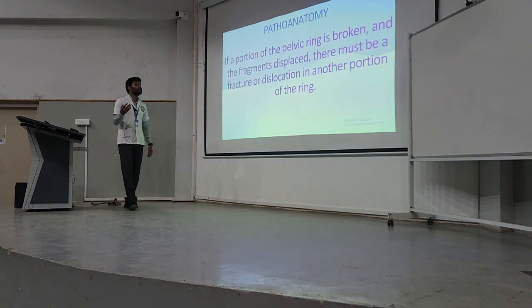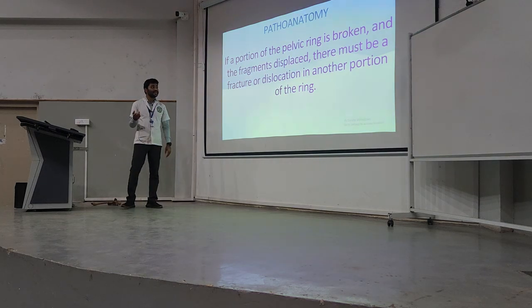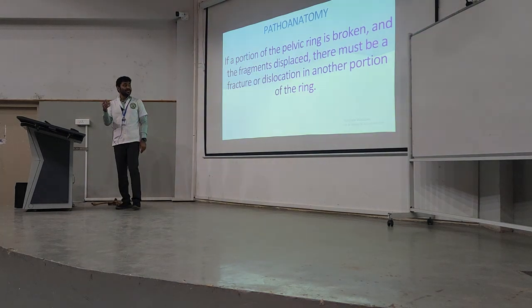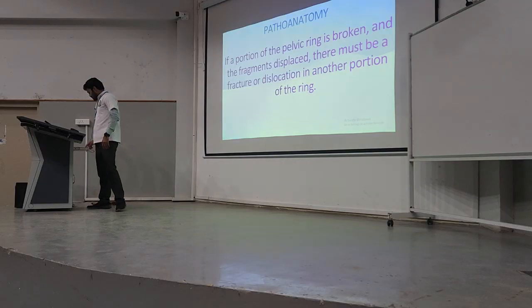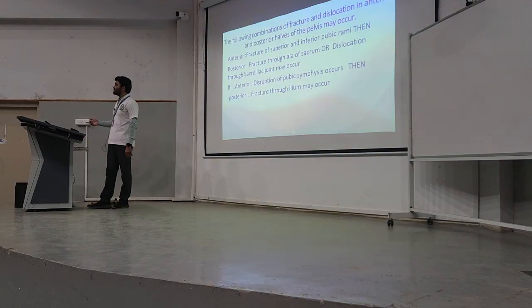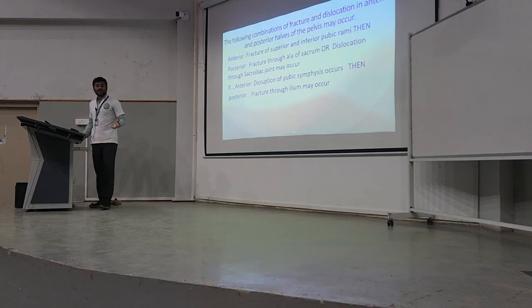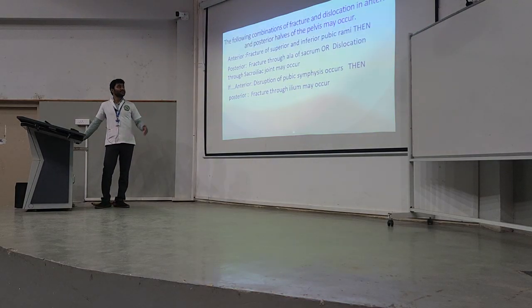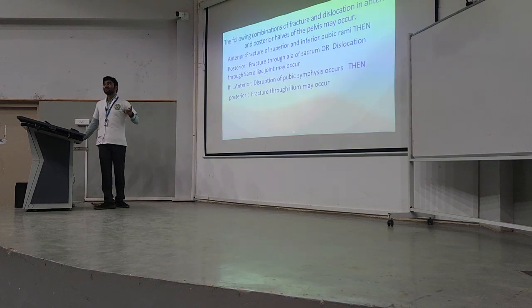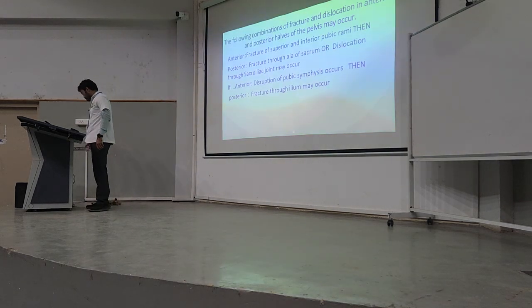Pathoanatomy. If a portion of a pelvic ring is broken and the fragments displaced, there must be a fracture or dislocation in another portion of the ring. The following combinations of fracture and dislocation in the anterior and posterior half of the pelvis may occur. Suppose anteriorly fracture of superior and inferior pubic rami occurs, then posteriorly fracture through the ala of the sacrum or dislocation through the sacroiliac joint may occur. Similarly, if anteriorly disruption of the pubic symphysis occurs, then posteriorly fracture through the ilium may occur. This is due to the instability.